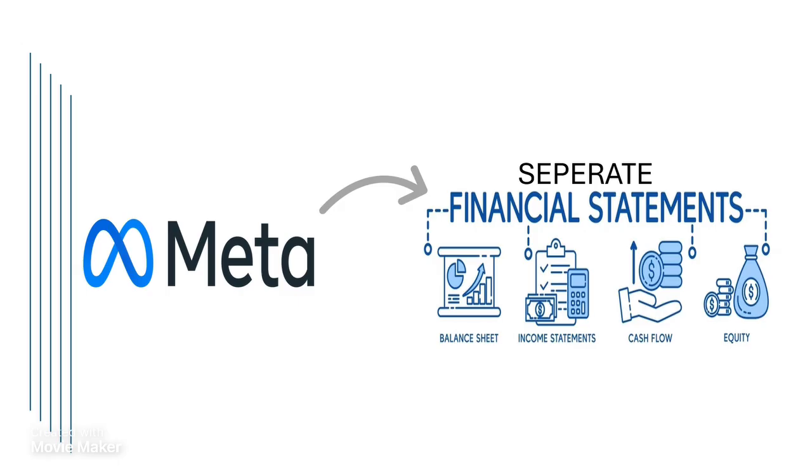IAS 27 is simply the rule book that tells the parent, when you are looking at your own books, how do you want to value these investments. So, IAS 27 is the me, myself, and I of accounting. It helps a company look in the mirror and see its investments.